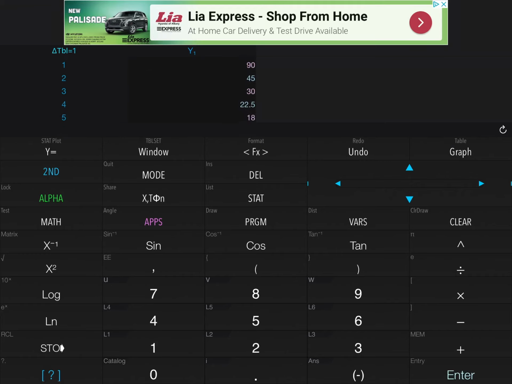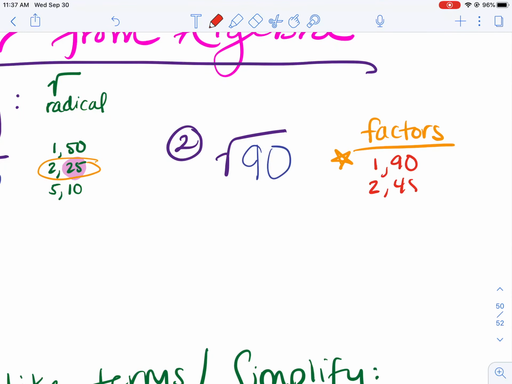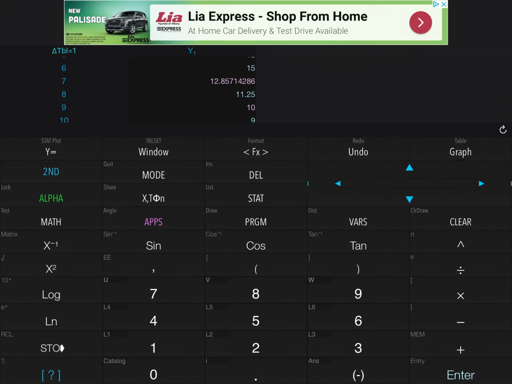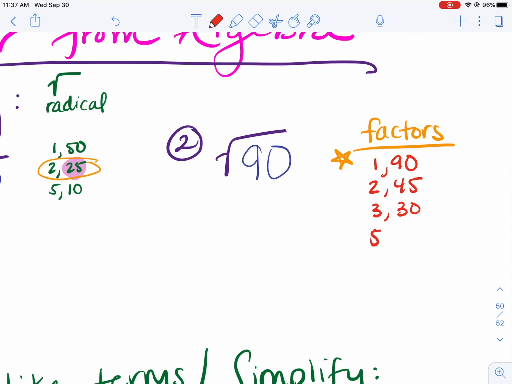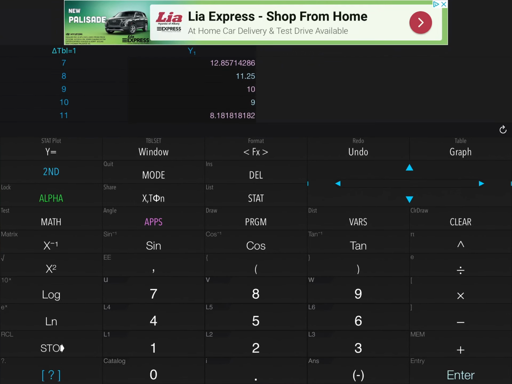So we have 1 and 90, 2 and 45, 3 and 30, 5 and 18. Oh my gosh, there's a lot. Okay, let me get started writing. 1 and 90, 2 and 45, 3 and 30. Was there a 4? I don't think there was a factor of 4. Nope. 5 and 18. Oh my gosh. 6 and 15. I don't think there was anything for 7 or 8. 9 and 10. And then you guys see 9 and 10 start to repeat.